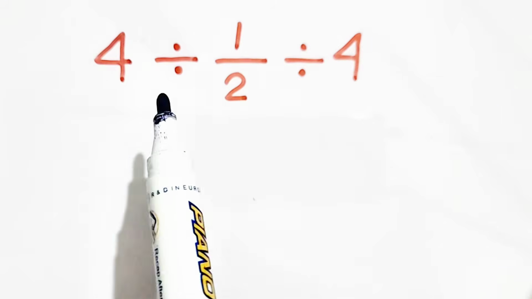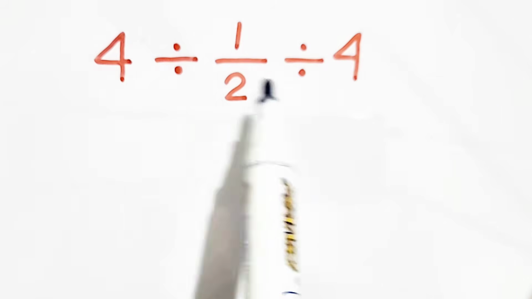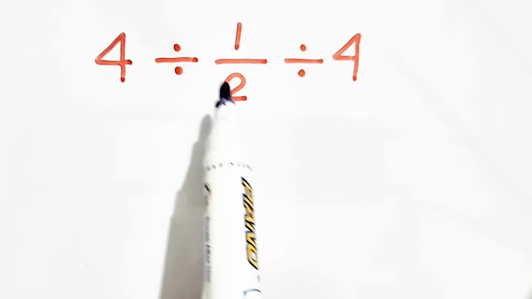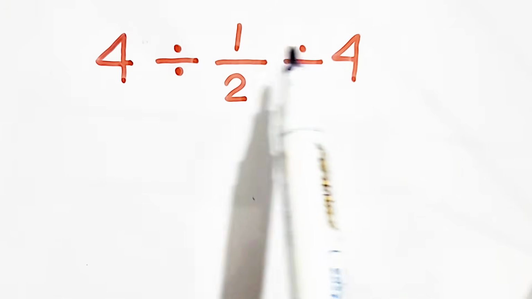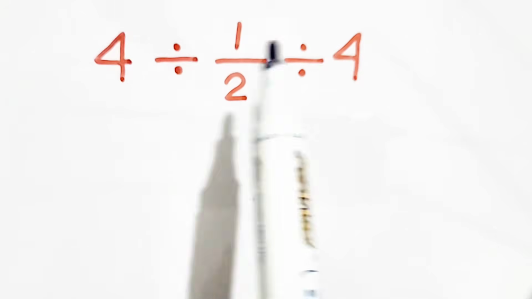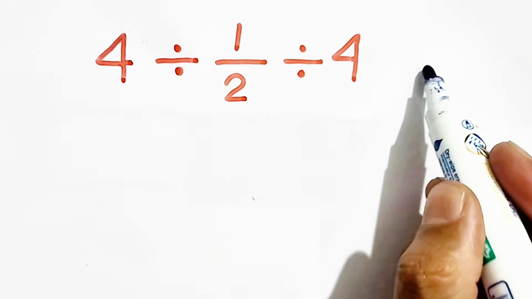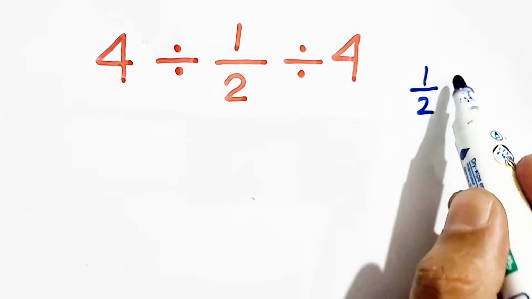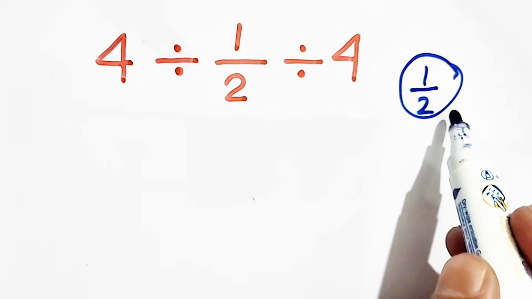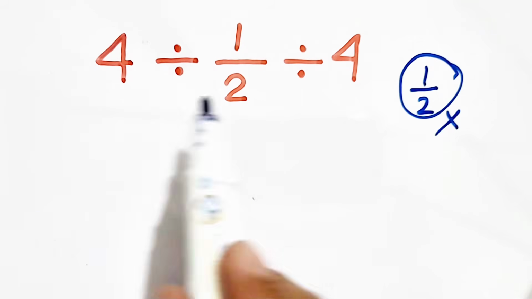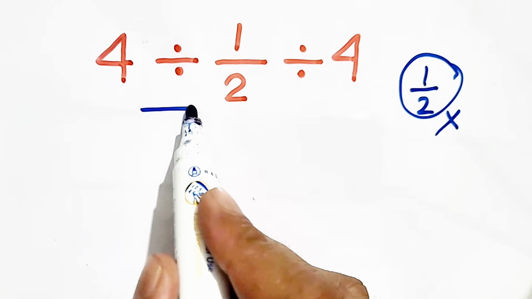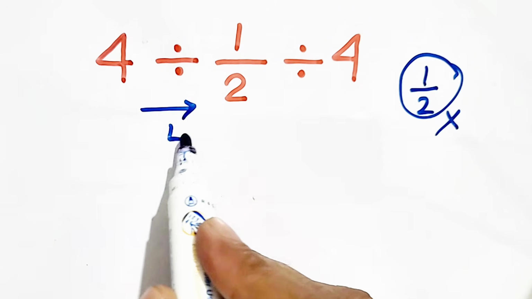Hello, respectable audience. Most of the people just see this question and they cancel 4 and 4 in their mind, and their answer is 1 by 4. But remember that 1 by 4 is not the correct answer, it is wrong. While solving such type of question, we have to move from left to right.